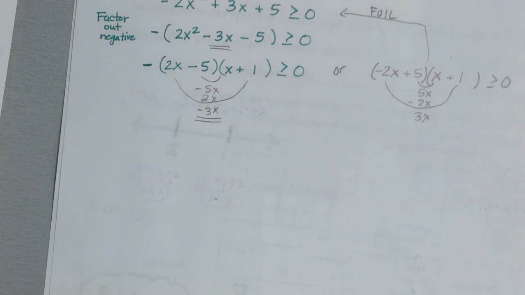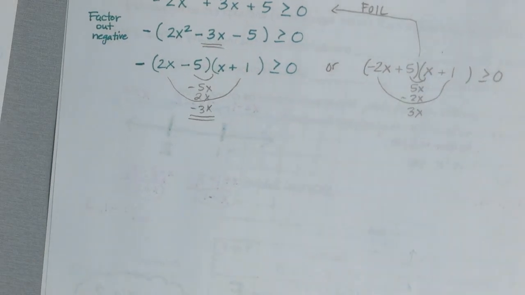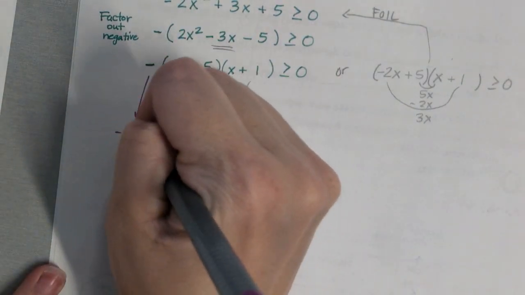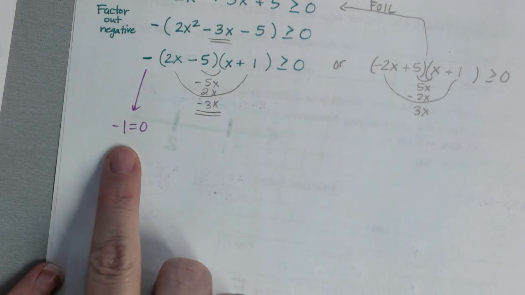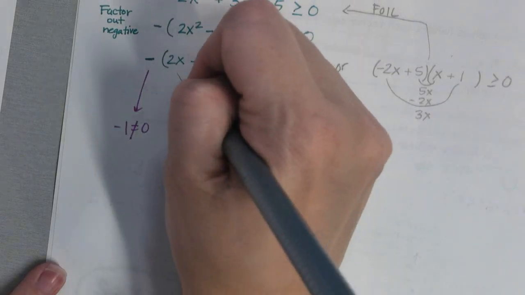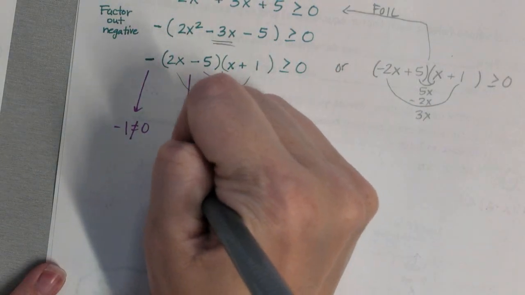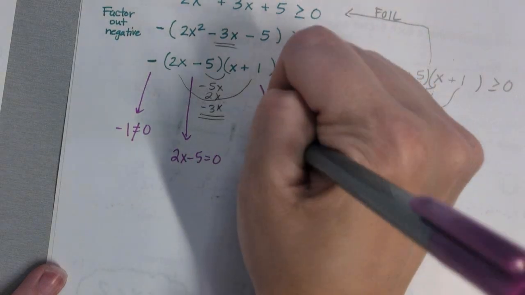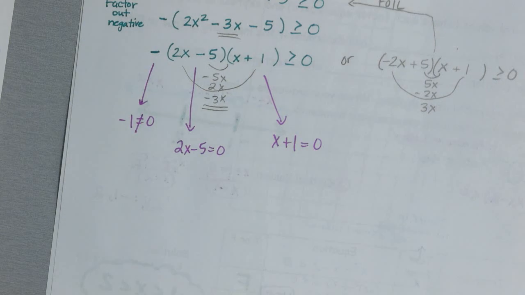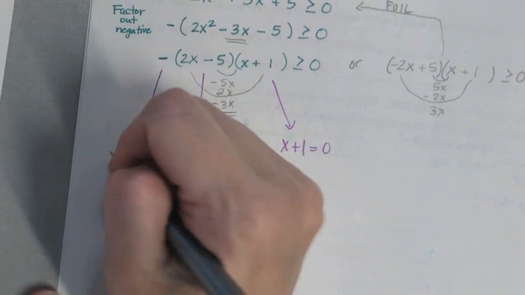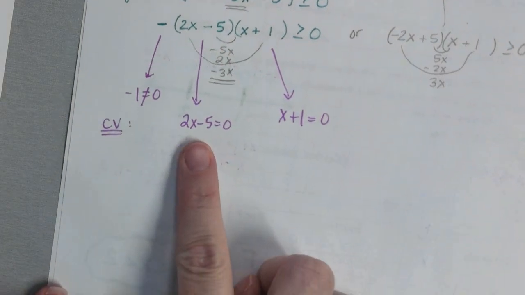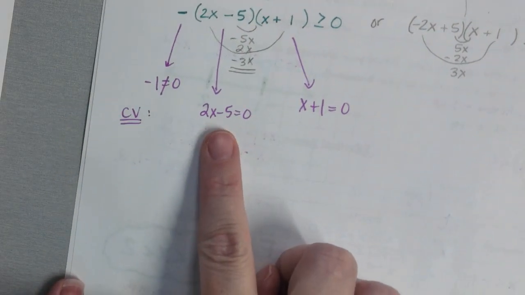And then when you do your critical values now, all you're doing is this negative, if it's in front, if you set that equal to 0, do you have anything to solve for? Is there an x? Nope, so you don't even have to worry about that. And then to find the critical value, you have 2x minus 5 equals 0. And then x plus 1 equals 0. So those are going to be your critical values. Okay, so to find your critical values, all you have to do is find where x is going to be 0 for each factor.